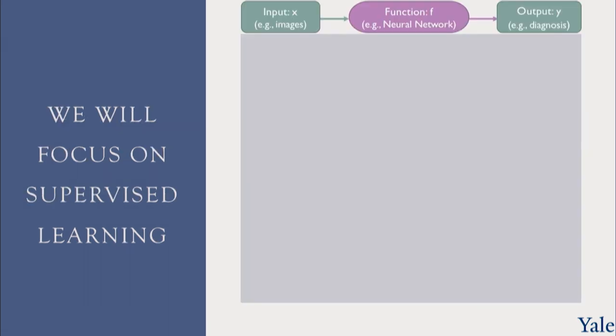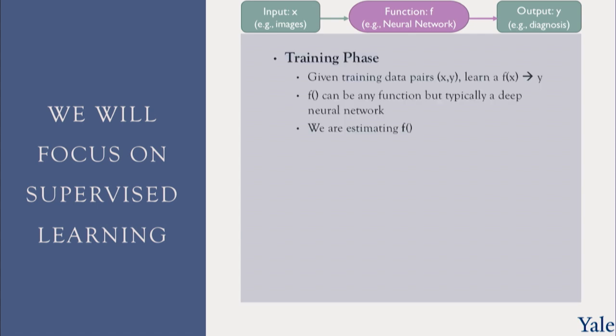So of the many kinds of machine learning there are, we will focus on supervised learning. This is the fundamental technique that we're dealing with. In supervised learning, we have an input, X, perhaps images. We have a function, F, perhaps a neural network, and we have an output Y, maybe in this case a diagnosis. So let's walk through the steps. We have a training phase.